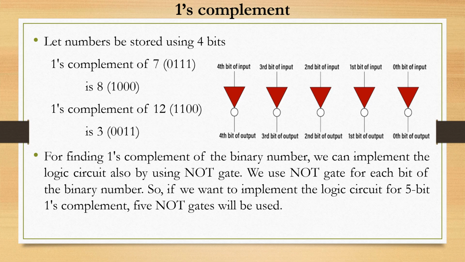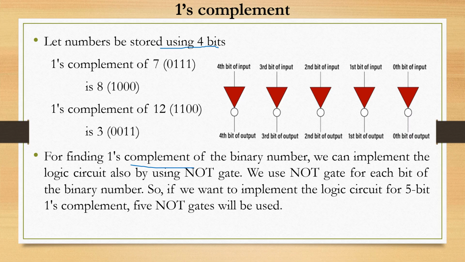So a NOT gate basically converts the bit. If the input is 0, it converts it to 1, and if the input is 1, it converts it into 0. So there is a complement bit. Okay, so 1 goes to 0, 0 goes to 1. That NOT gate is used to invert the bit.